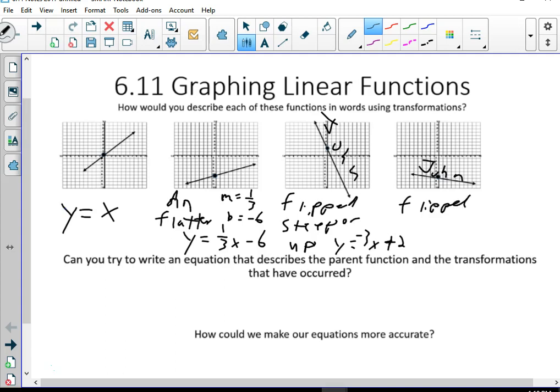What happened to the vertex? Not vertex, but what happened to the main point, the parent starting point? It went down, right? Looks like it went down to 7. It's also a little flatter. So obviously our y-intercept is -7. And if I count down and over, it looks like I hit about -1/5 x.